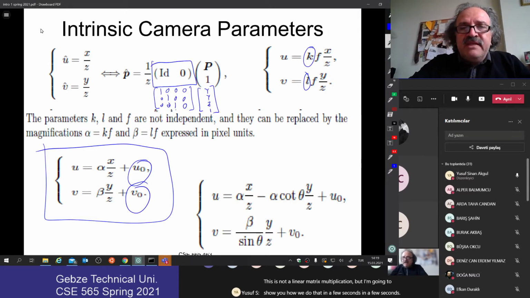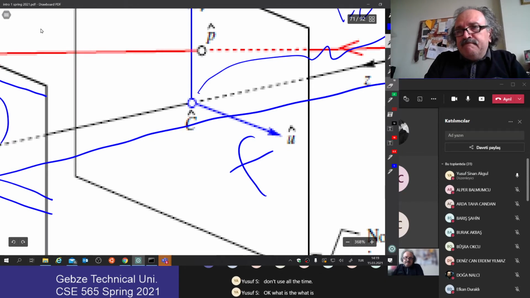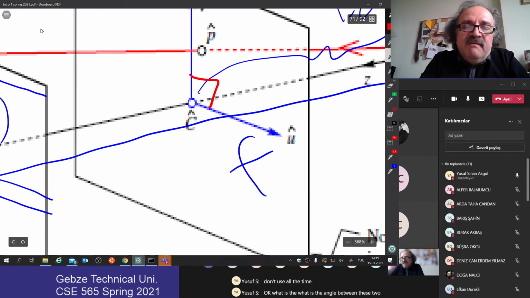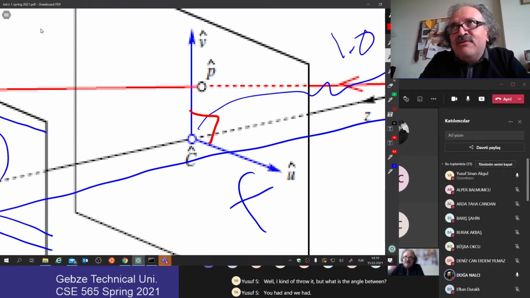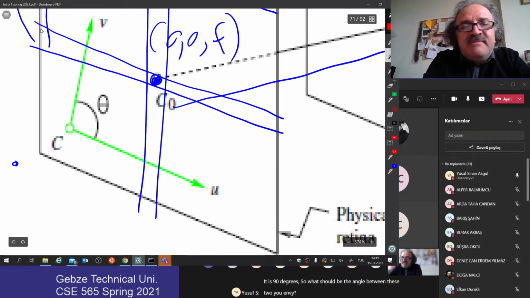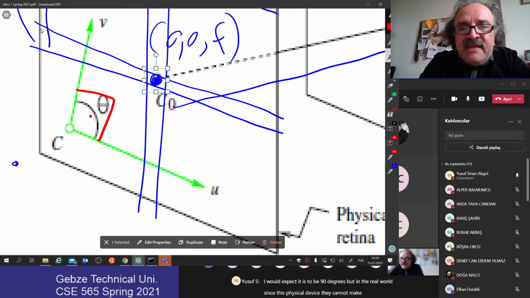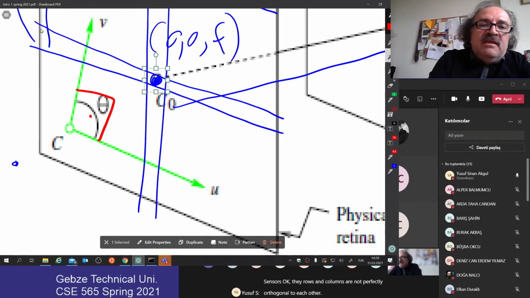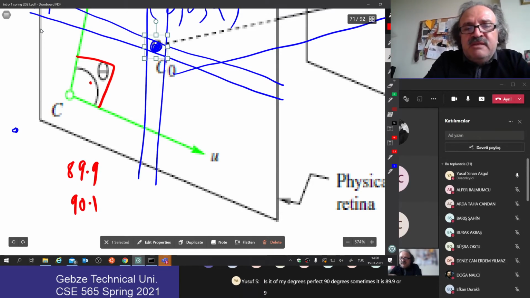Before we move on, there is another parameter that we don't use all the time. What is the angle between these two? Well, I kind of drew it, but what is the angle between U hat and V hat? 90 degrees. Yeah, they are orthogonal, right? It is 90 degrees. So what should be the angle between these two, U and V? I would expect it to be 90 degrees, but in the real world, since this is a physical device, they cannot make perfect sensors. Their rows and columns are not perfectly orthogonal to each other. Instead of a perfect 90 degrees, sometimes it is 89.9 or 90.1 or something like that.